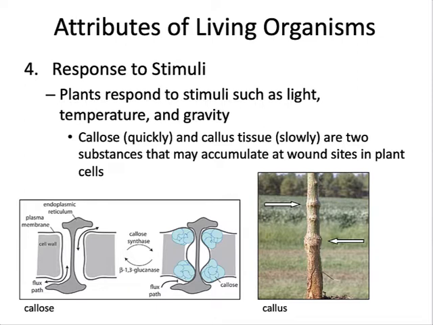Number 4, response to stimuli. Plants respond to their environment, including factors such as light, temperature, and gravity. In addition, plants might respond to herbivory when they get chewed on. Their first response when they get chewed on is to produce callose. They produce this quickly. It's a polysaccharide that is made at the cell wall where the damage happened by enzymatic action. Then later over time, it deposits callus tissue. These substances protect the plant from further damage.